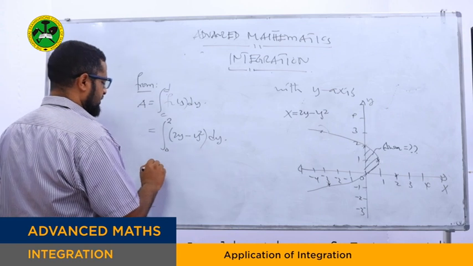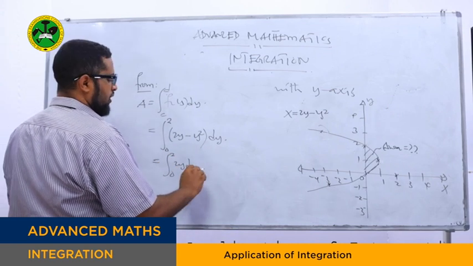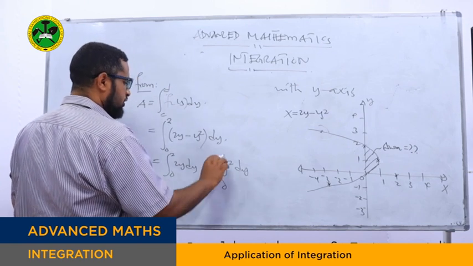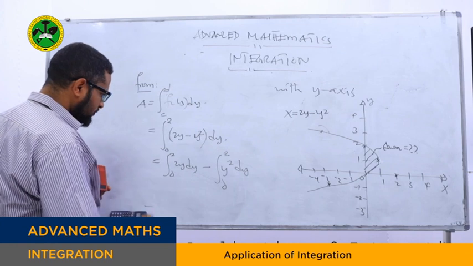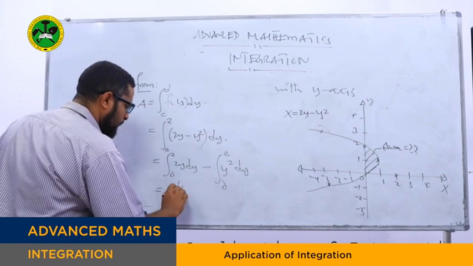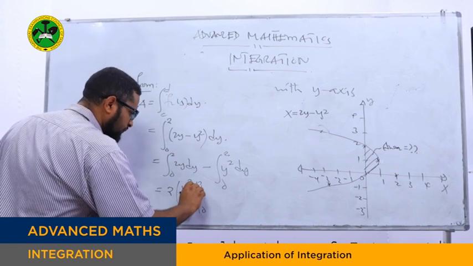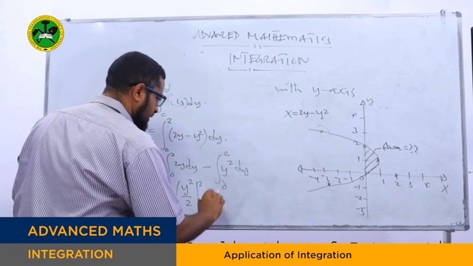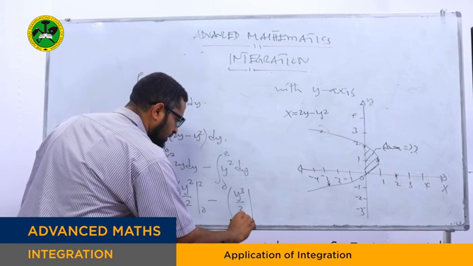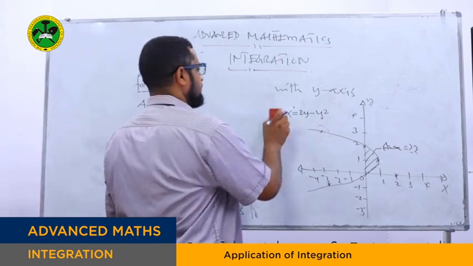Again, integrating 0 to 2 of 2y dy minus the integral of y square dy from 0 to 2. So if we integrate here, you'll be having 2 times the bracket of y square over 2 from 0 to 2, minus this one, the same as writing y to the power of 3 over 3 from 0 to 2. So that part is very easy, substituting time.